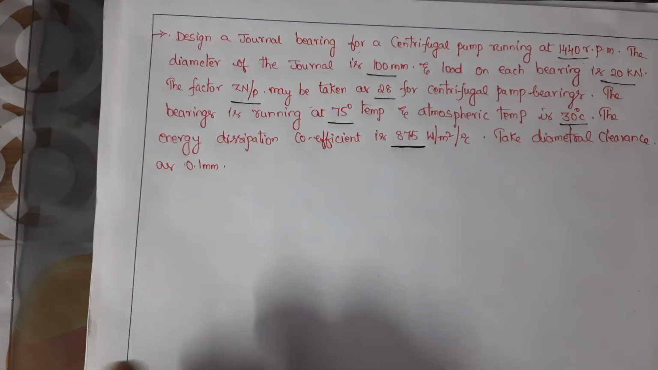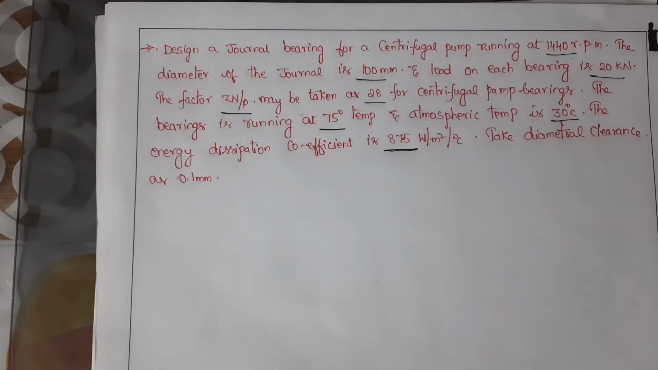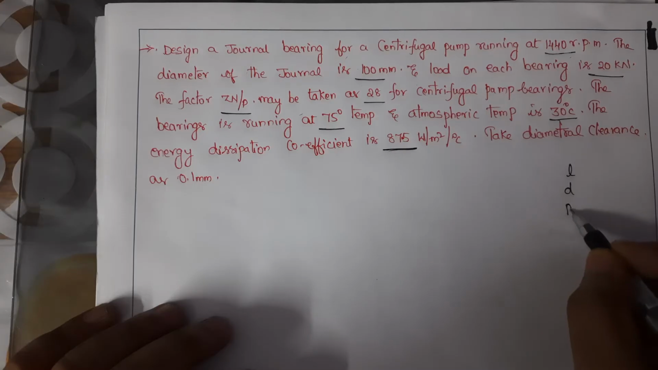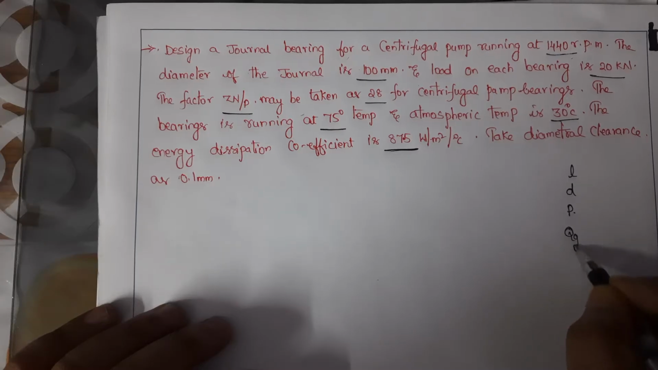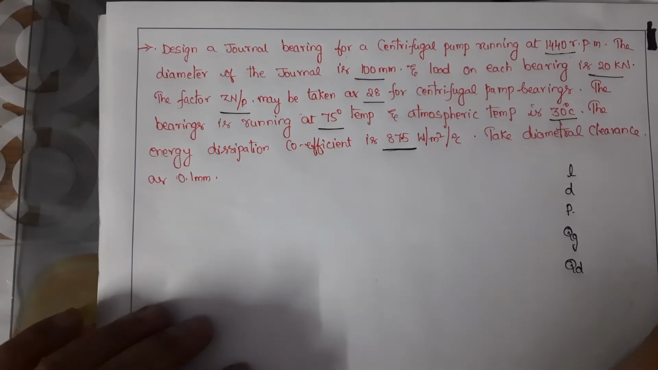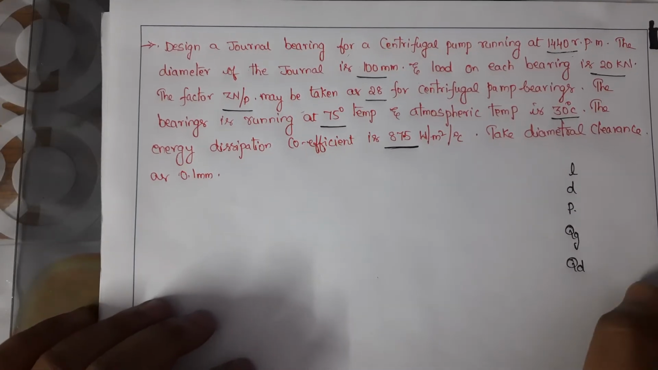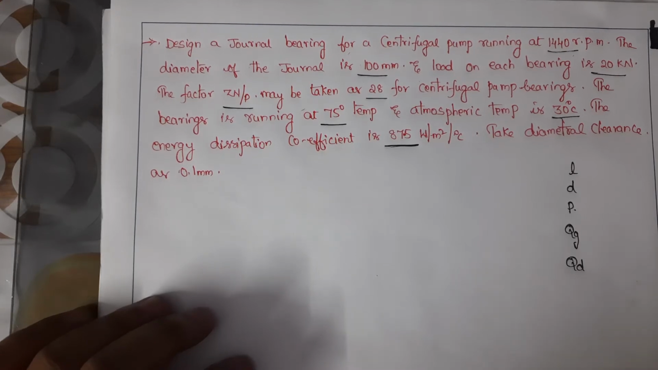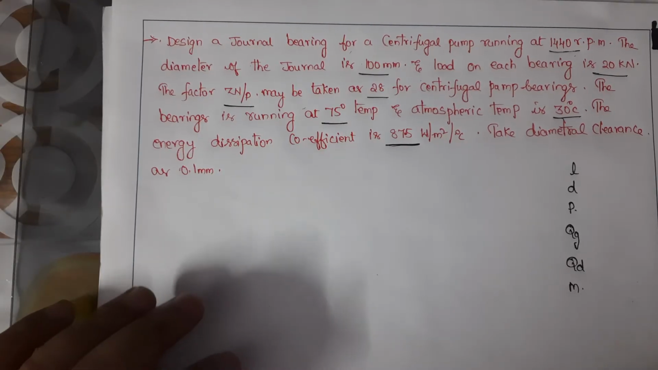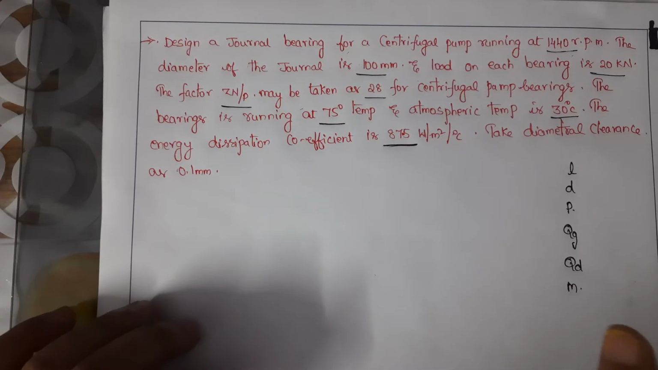Okay, so while calculating the design procedure of a journal bearing, remember one thing: we need to follow 5 steps. That is, you need to calculate the length, diameter, bearing pressure, heat generated, heat dissipated. Okay, these are the 5 steps that we need to calculate. If in the question he has asked us to find the mass of the oil required for heat removal rate also, that we can find out. So these are the 6 steps while designing the journal bearing.